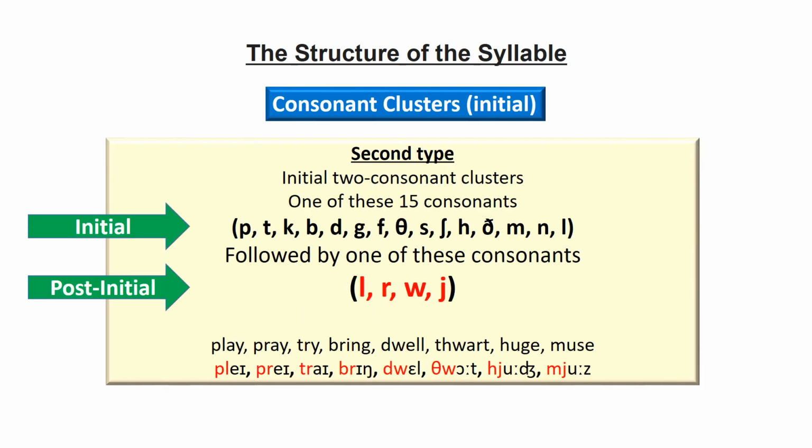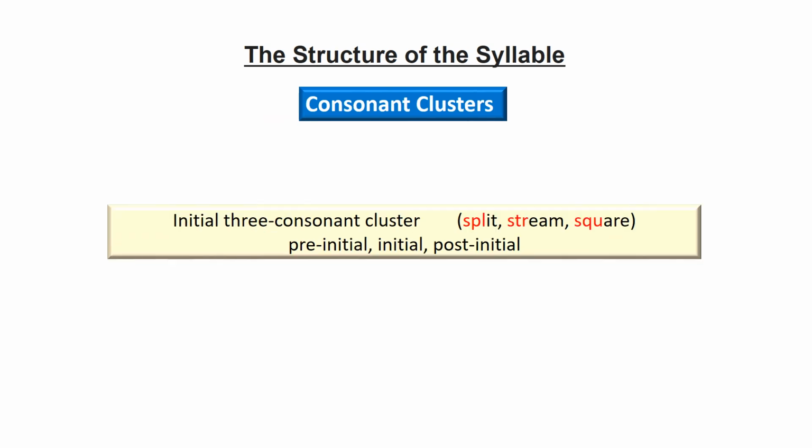The other sort starts with one of these 15 consonants, followed by one of these 4 consonants in red. Examples include play, pray, try, bring, dwell, thwart, huge, and muse. There are some restrictions on which consonants can occur together.